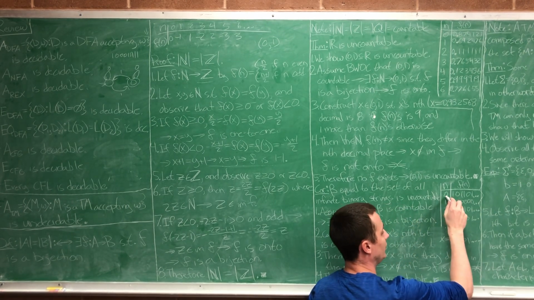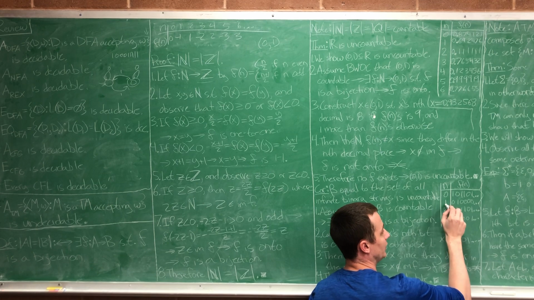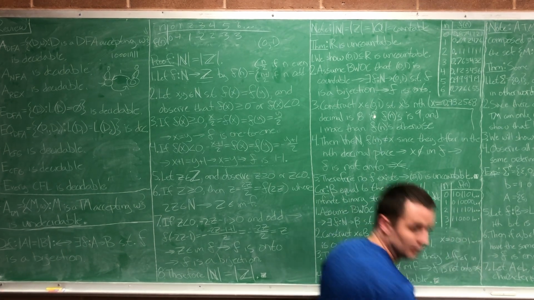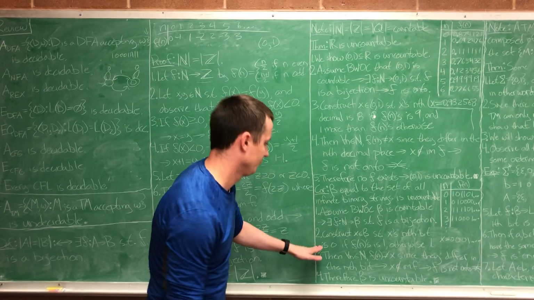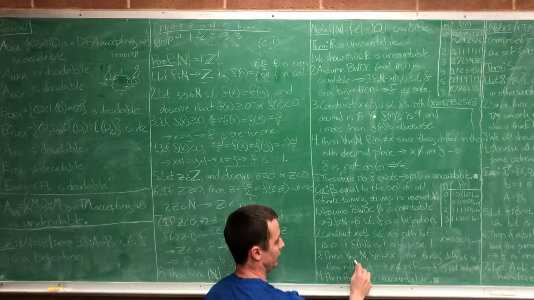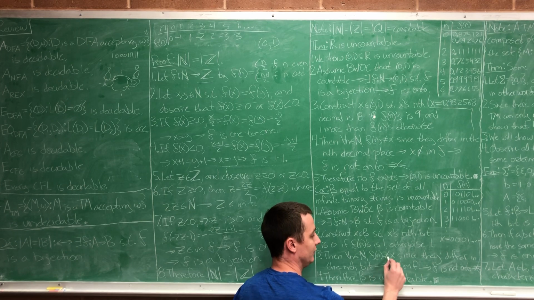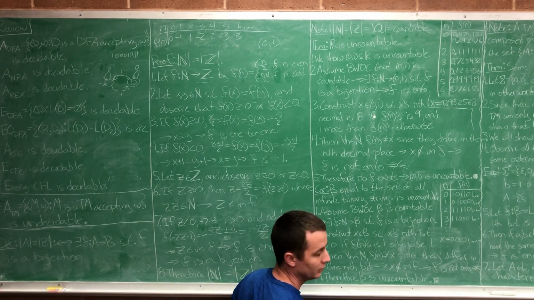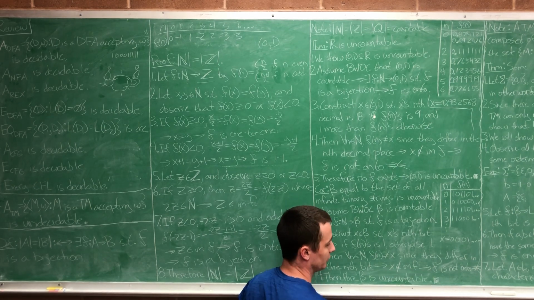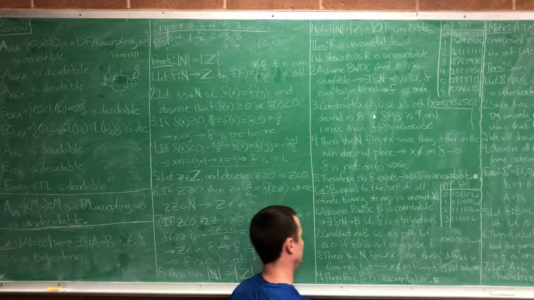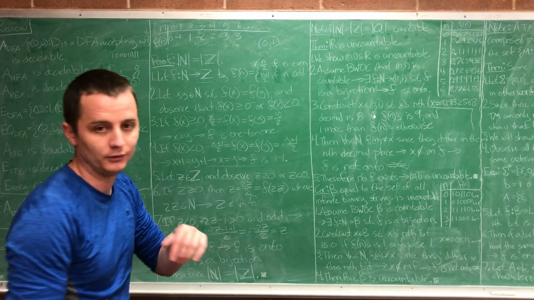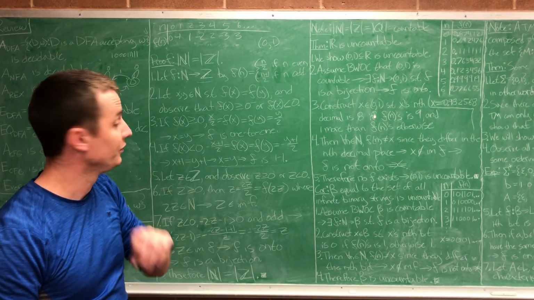x is going to be different from f of 0 because they differ in the first bit. x is different from f of 1 because they differ in the second bit. x is different from f of 2 because they differ in the third bit, etc. So that's how we're constructing x. Then, for all n in the natural numbers, f of n is never equal to x, since they differ in the nth bit. Therefore, x is not in the image of this function. Therefore, this function is not onto. Contradiction. Therefore, beta is uncountable. So, there's another uncountable set.